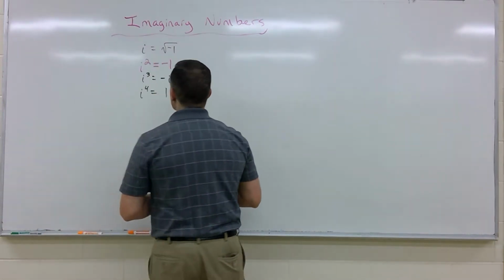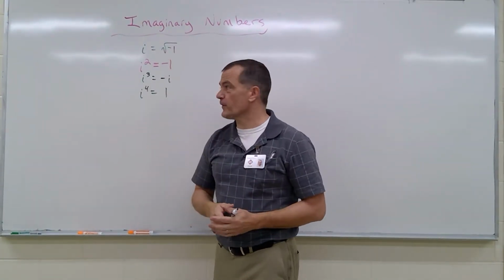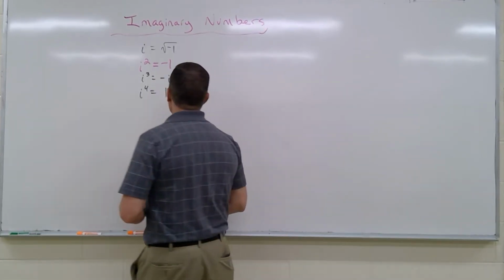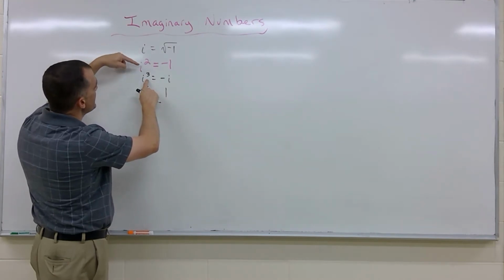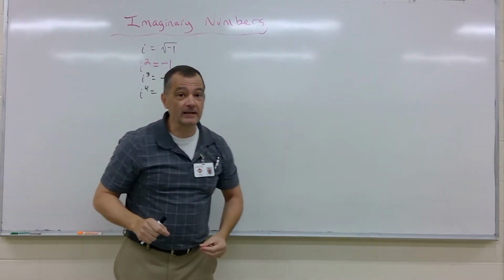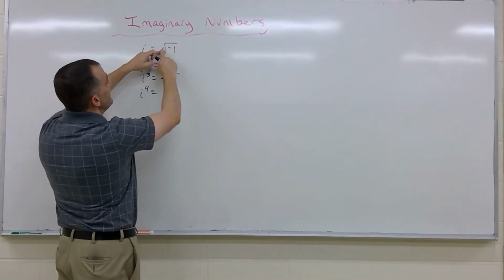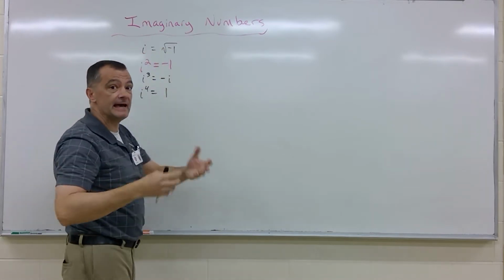So what happens here is, a lot of times we'll say, well, i is equal to i to the first. i to the second, of course, is -1. i cubed is nothing more than i times i squared. When you multiply like bases, you add exponents. So we end up getting negative square root of -1, which is nothing more than -i.